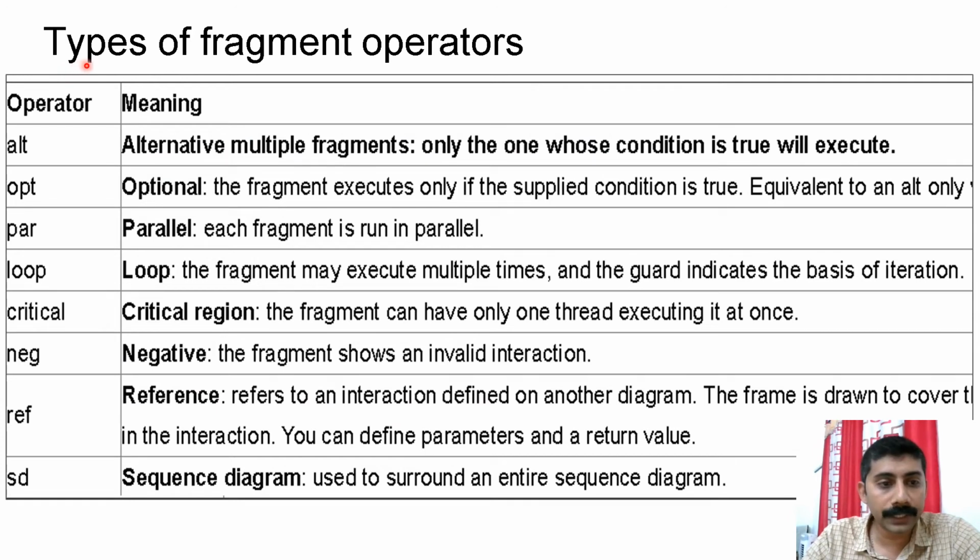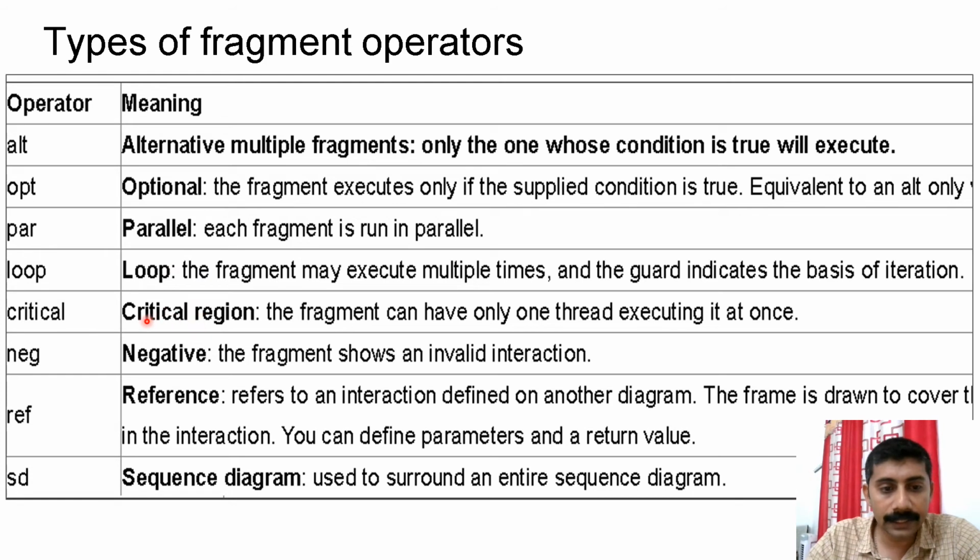Types of fragment operators: alt, alternative, with multiple fragments. Only the one whose condition is true will be executed. OPT, optional. The fragment executes only if the supplied condition or the guard text condition is true. In that case only it will get executed. PAR, parallel. Each fragment is run in parallel. This is for parallel execution. Loop, that is for the iteration.